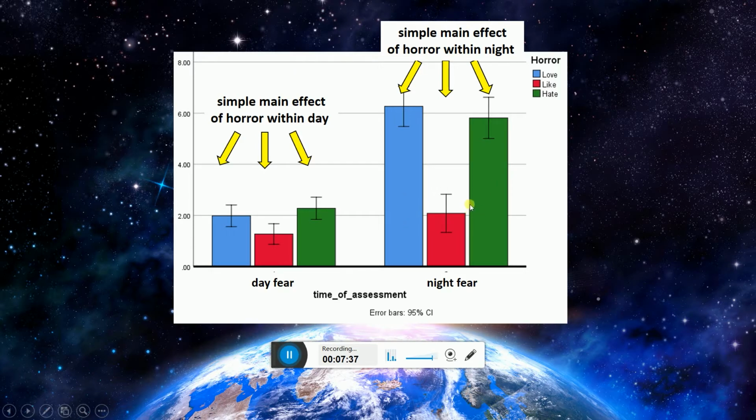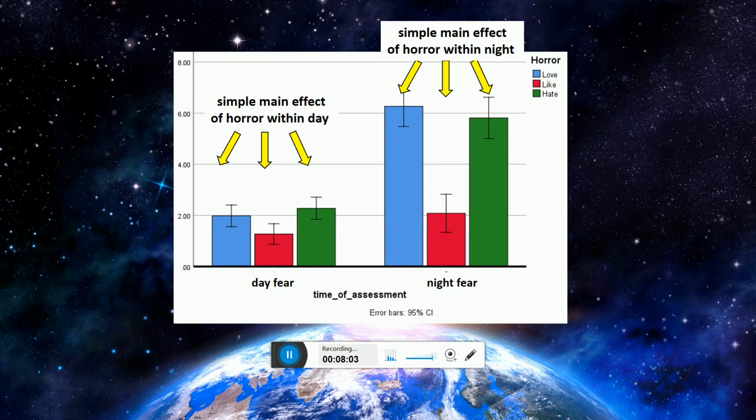And then if that's significant, then we'll have to follow that up with post-hoc tests as well. And that will tell us which means are different from which. So that would be one set of post-hoc tests: the simple main effect of horror within day and the simple main effect of horror within night. But we could run these simple main effects as well.